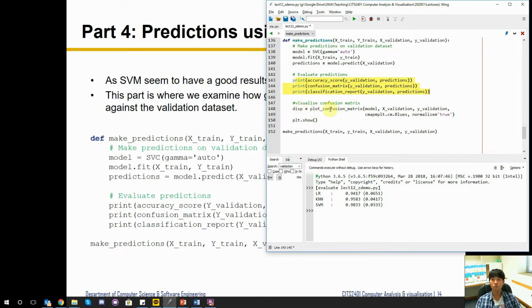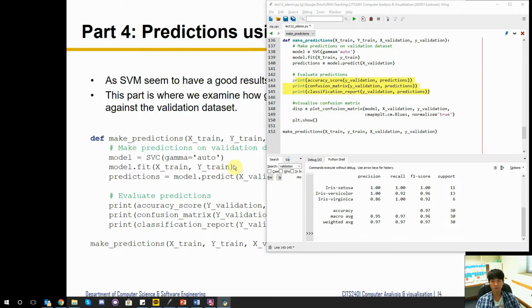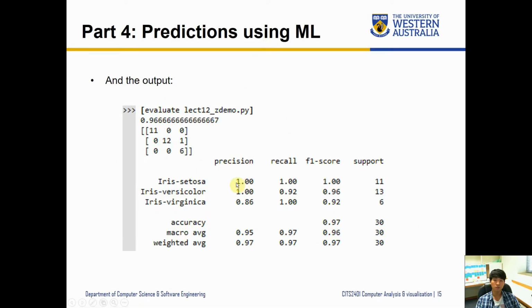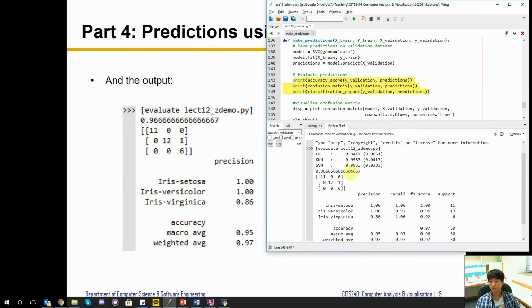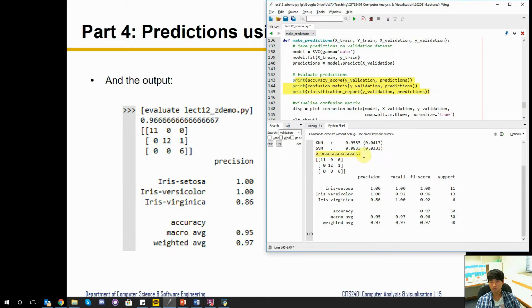We can also visualize this output as well. So if we run this, here we go. This is the result that we get in the shell. We roughly get 0.96 accuracy, some matrix, and then we get the full details about how good they are, like precision, recall, F1 score, and also the accuracy and so on.